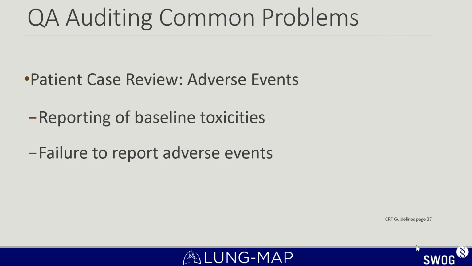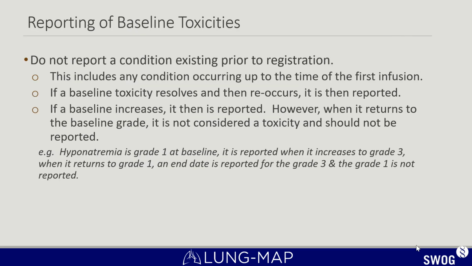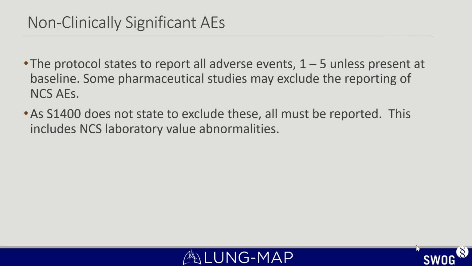So what do we see commonly when we're auditing? We see the reporting of baseline toxicities, which you don't need to do, and then the failure to report adverse events. So do not report a condition existing prior to registration, and this is anything that occurs up to the time of the first infusion. We don't need to know it. But if a baseline toxicity resolves and then reoccurs, you need to report it. If it increases, you report it, but if it returns back to baseline, then it's not a toxicity and you don't need to report it.